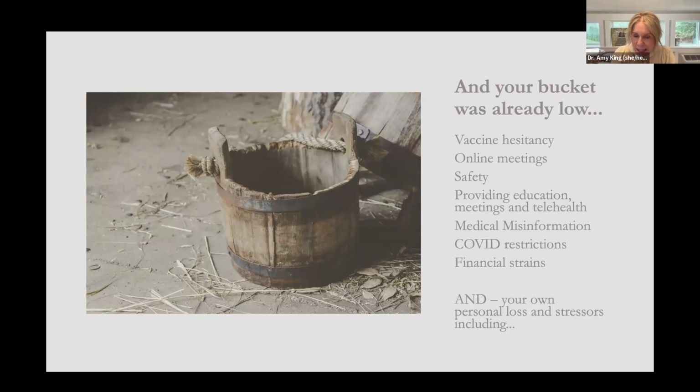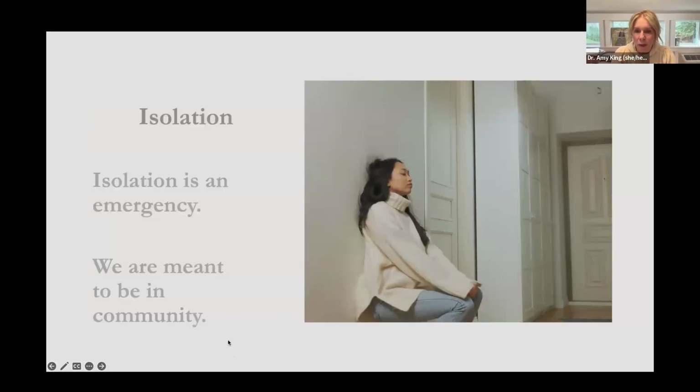There's been a lot of vaccine hesitancy, shifting to online meetings, safety. Several of you just mentioned COVID safety, COVID precautions, vaccines, masking, trying to do telehealth on Zoom, and then navigating medical misinformation and COVID restrictions. And I think the other thing that I want to name for all of us is our own personal losses, including isolation.